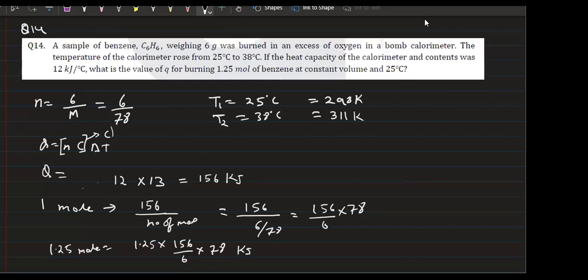If you calculate you'll get the answer. Yes, Pranjal, so this is almost equal to 2535 kilojoule. Got it, everyone? Okay, very good. So next is question number 15, I guess.